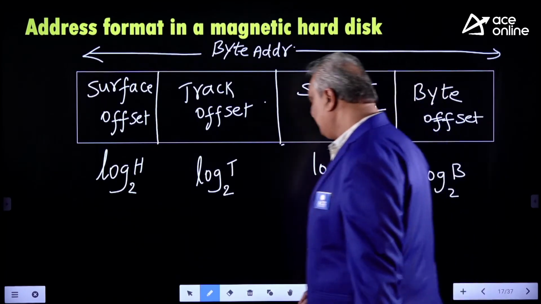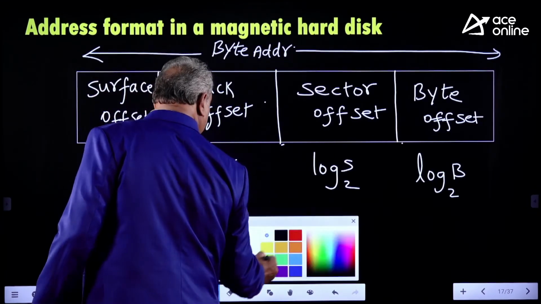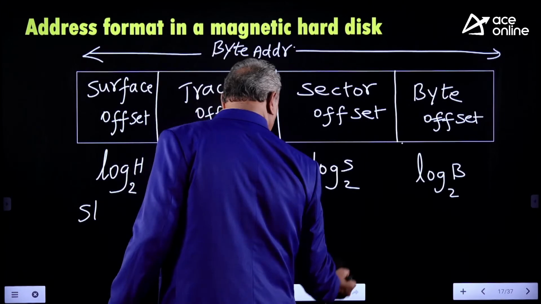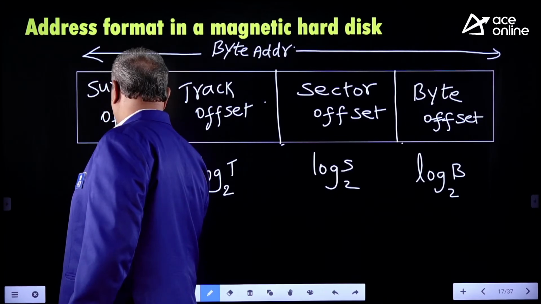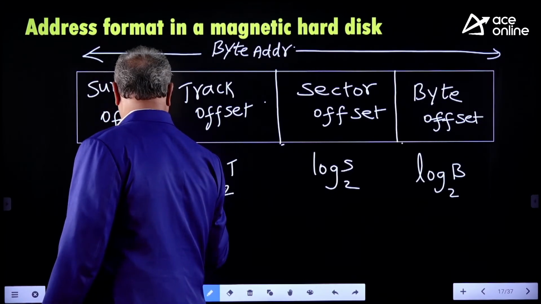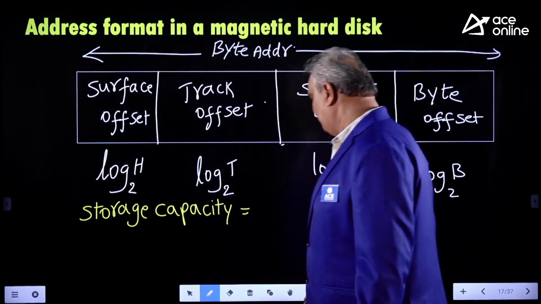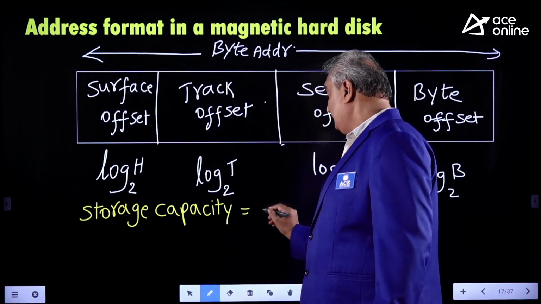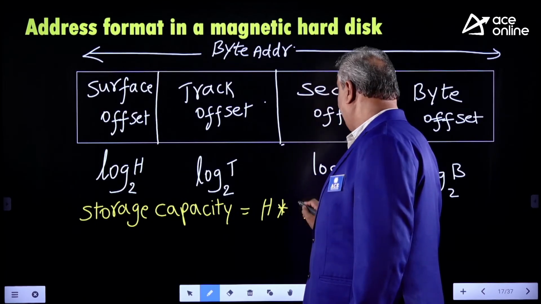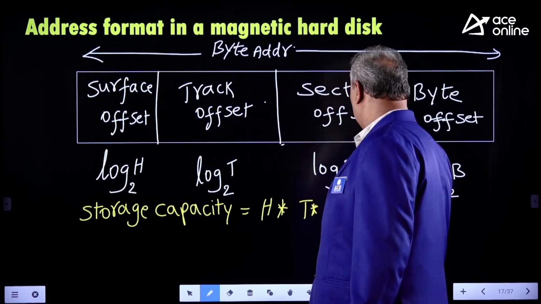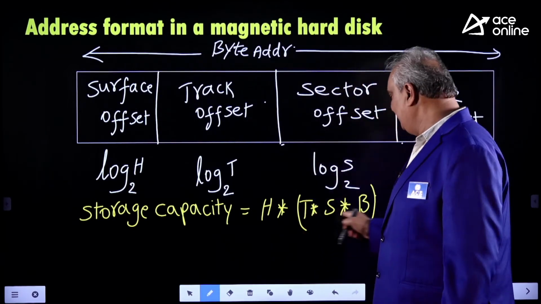At the same time, what is the storage capacity expression in hard disk? Storage capacity expression in hard disk is like this. Storage means data storage. Nothing but H into T into S into B.